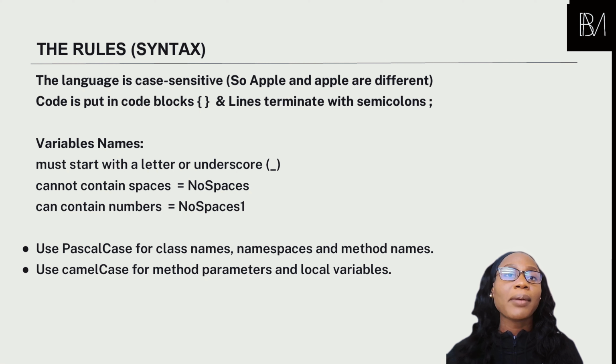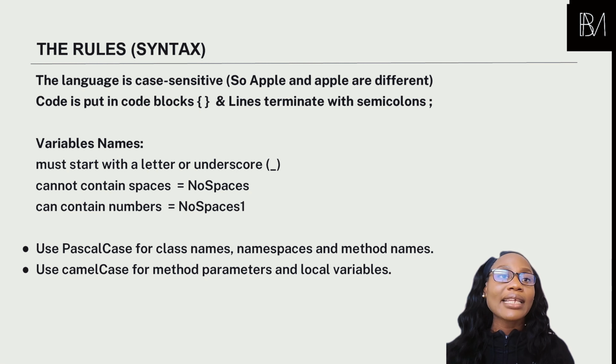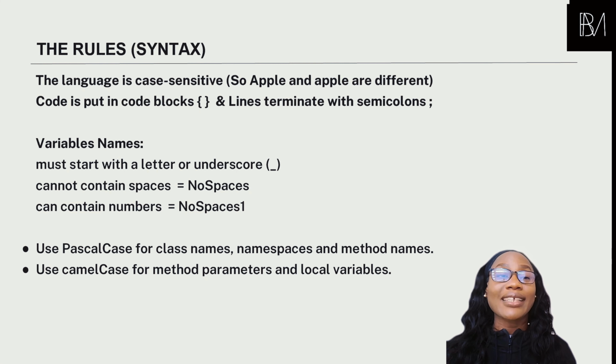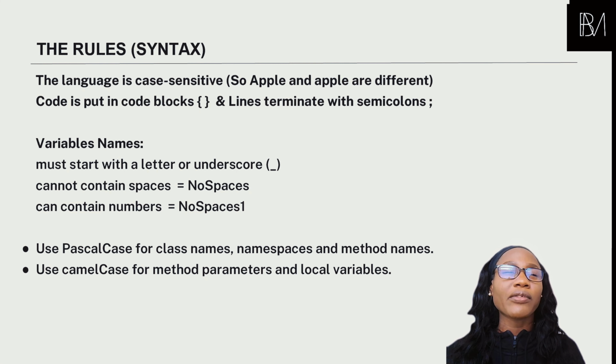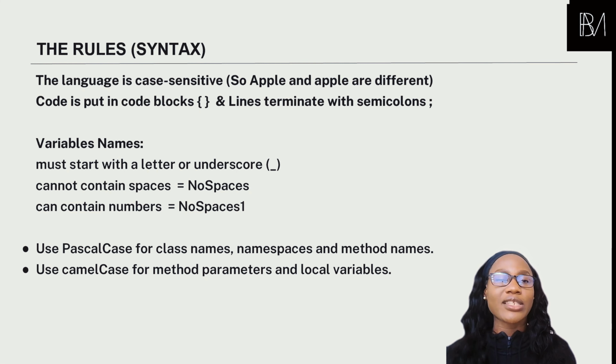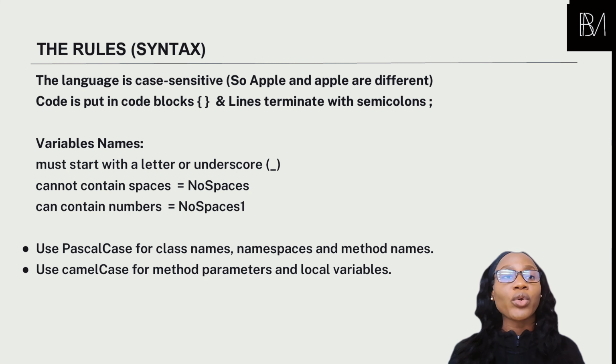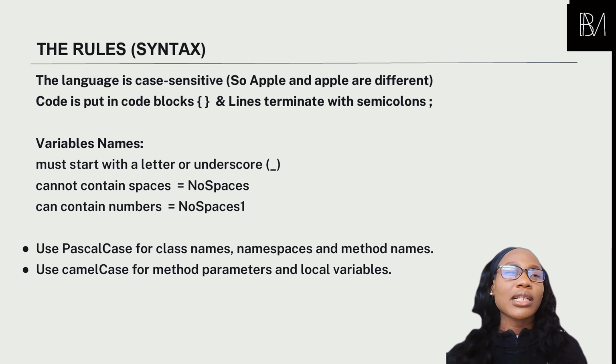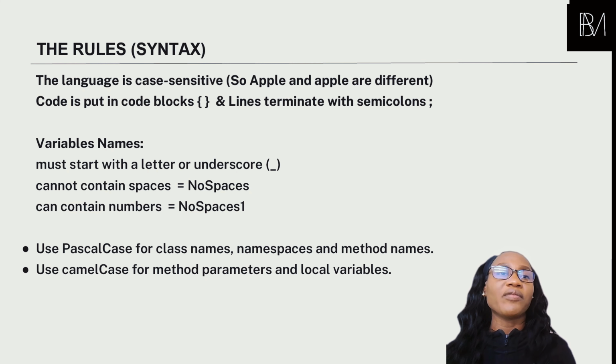The convention is to use Pascal case for class names, namespaces, and method names, which is exactly as it is written, where the first letter of each word in a group of words is capitalized. And you should typically use camel case for method parameters and local variables, which, as shown, is the first letter of the first word in a cluster of words is small, and then each subsequent word has the first letter capitalized. Don't worry if this is unclear. It's going to get a lot clearer when we start coding, but this is the general convention for coding with C#.